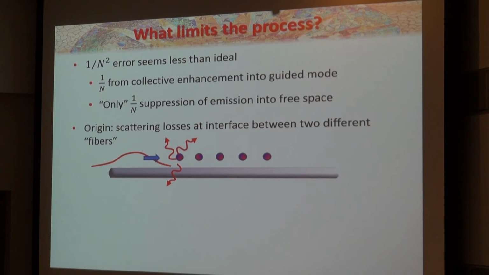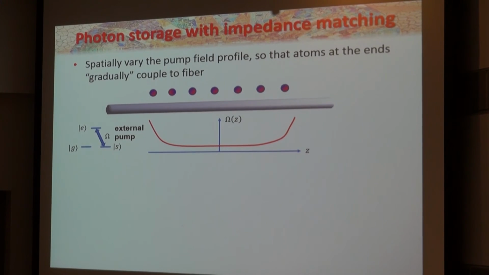Okay? So what do I need to do? Well, I need to go to Mohammed's lab, and I need to steal a connector from him. Right? So we need to impedance match these two fibers together. Well, how do you do that? Well, one thing you can do is you can take advantage of this kind of 3-level structure and this external pump field. So I can try to now spatially tailor this external pump field so that the atoms at the very ends only gradually start to couple to the fiber. Okay? So it's like the atoms at the end barely couple to the fiber, and then this coupling gets adiabatically stronger and stronger as you enter the middle. So it's kind of like an adiabatic mode matching.